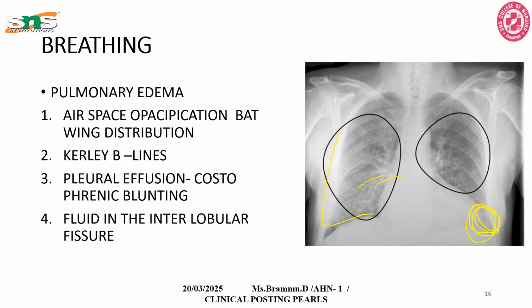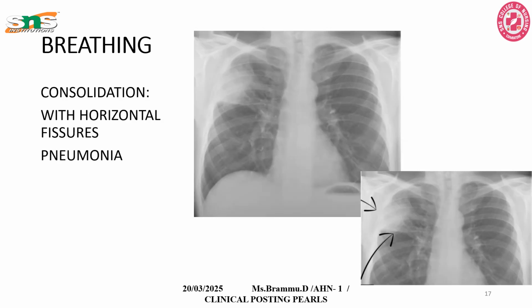So all these regions you can see. And this X-ray picture is actually depicting consolidation. The consolidation is present over here on the right lung with horizontal fissures. You can see the fissures have a pattern like the ribs itself, and this is mostly seen in case of pneumonia.